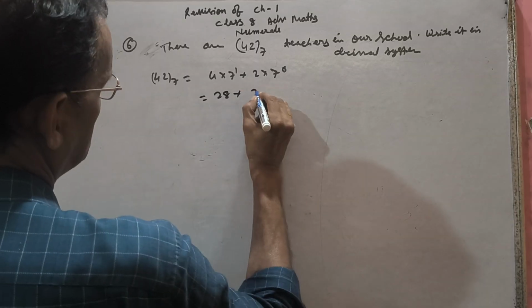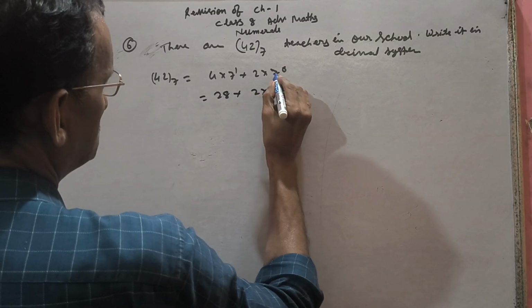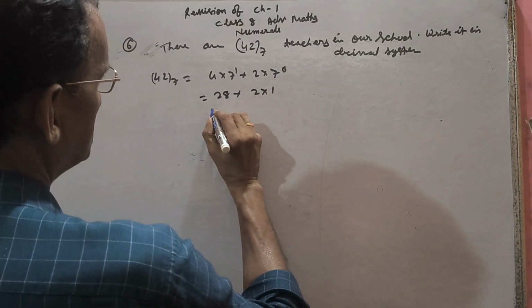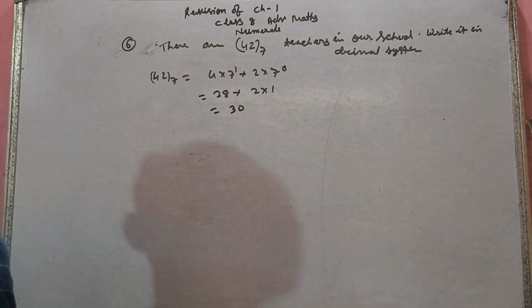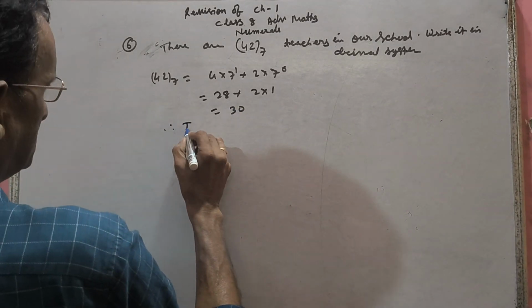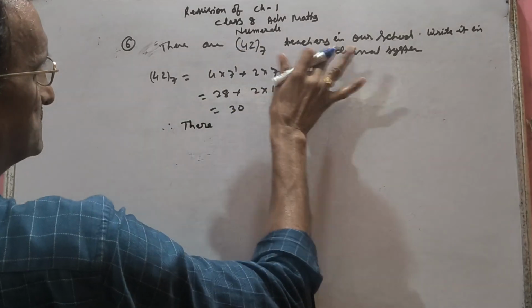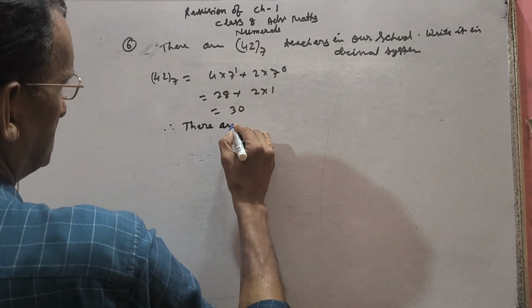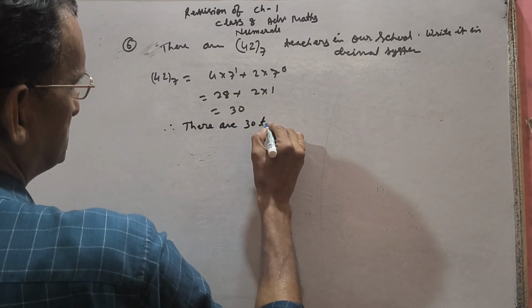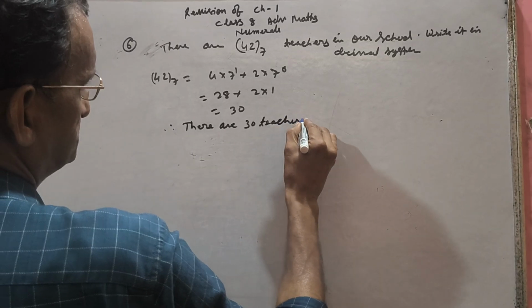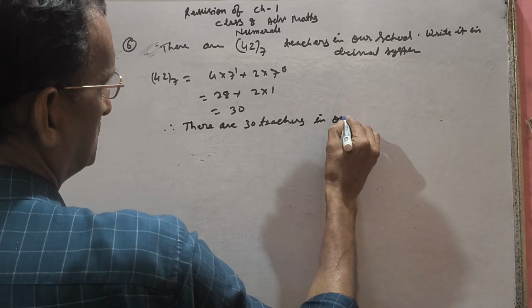This is 28 plus 2. 7 to the 0 is 1, because anything to the power 0 is 1. So 30. In the last you should write the answer. Therefore, according to the question, what is it asking? There are 30 teachers in our school.